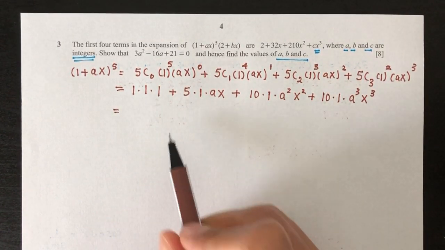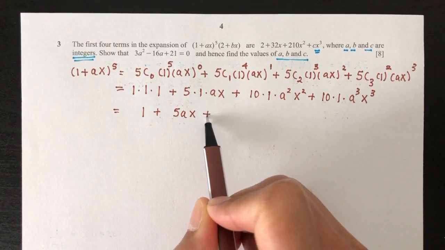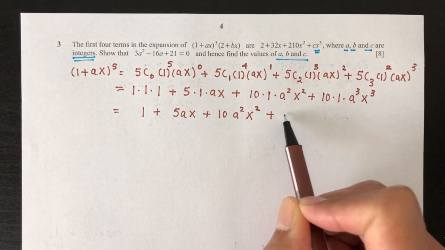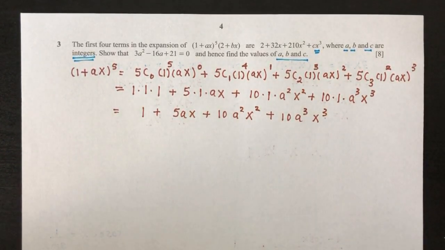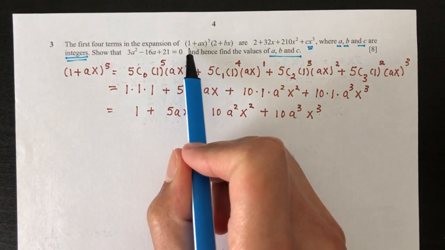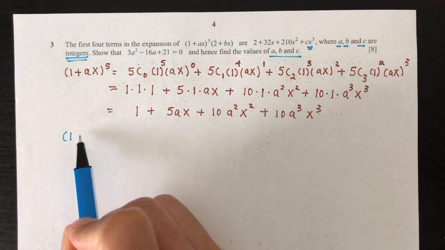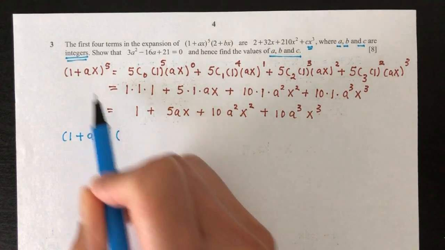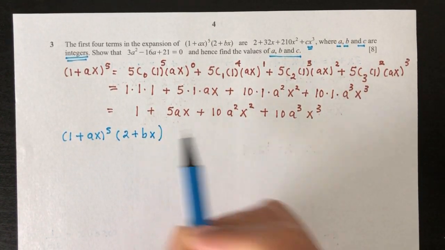That is equal to 1 plus 5ax plus 10a²x² plus 10a³x³. So this is the expansion of this. Now we have to find the expansion of this until the term in x³. So we have (1 + ax)^5 times (2 + bx).